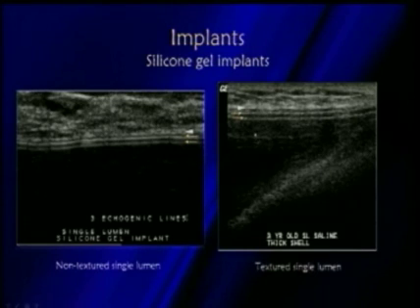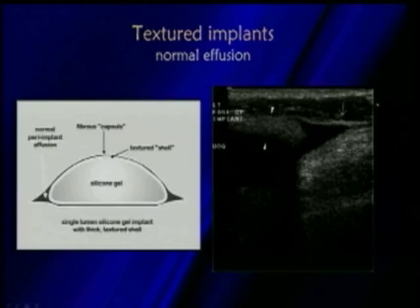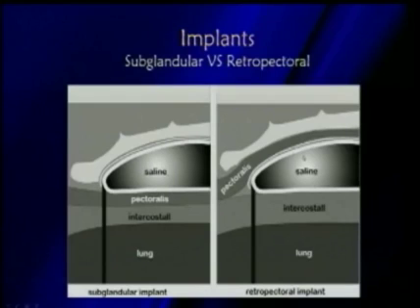Here's another example. You can see on this textured single lumen, this is the outer layer, the inner layer, and then the body's reaction to that we can see right along here also. You may have more of a textured implant. It's very common for us to see effusions along the edge of the implant, so we really don't get worried about that, but this is a textured implant. You can see that appearance of the shell and a little bit of effusion that we can pick up right through that area.